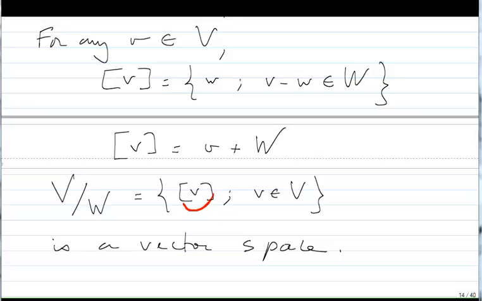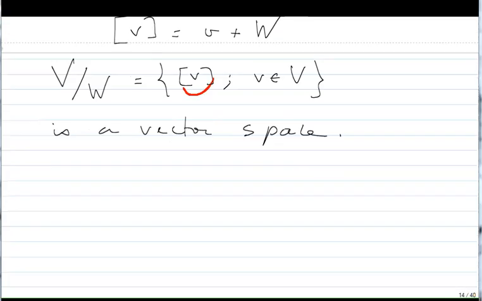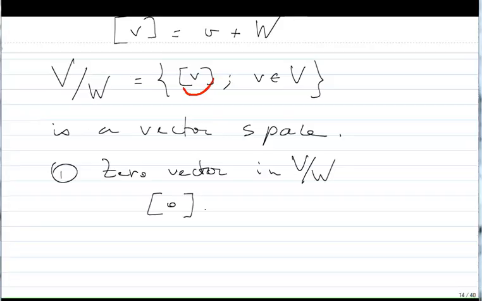So we have a natural definition. Number one, what is the zero vector? The zero vector in V quotient W is the class of 0, which is 0 plus W, which is W. So W, the entire subspace, becomes a vector in this quotient space, the zero vector. You are taking the entire set and collapsing it into a zero vector.